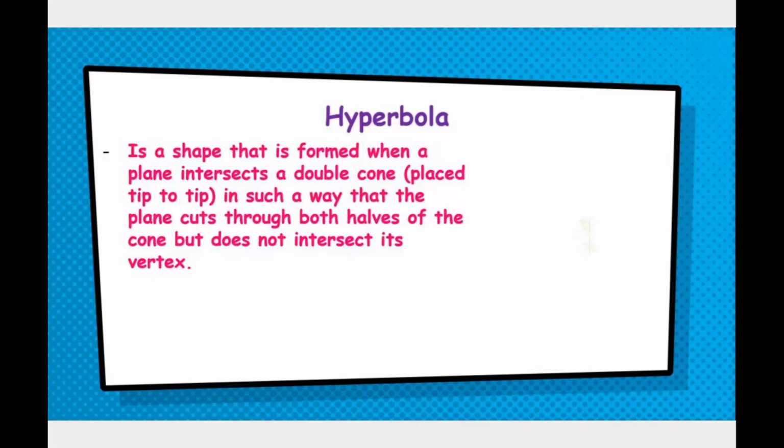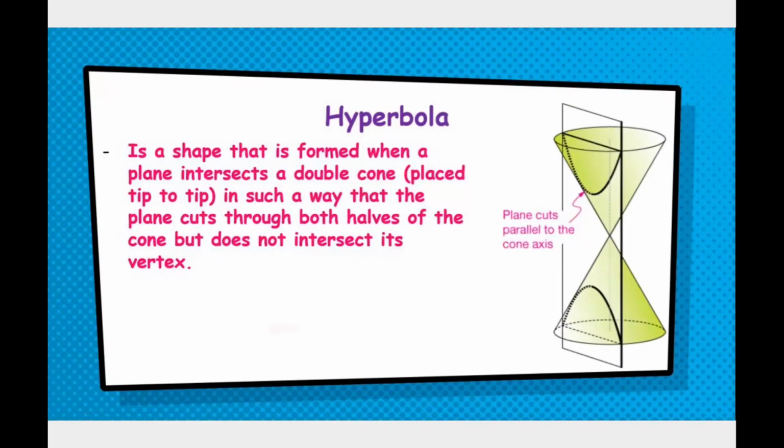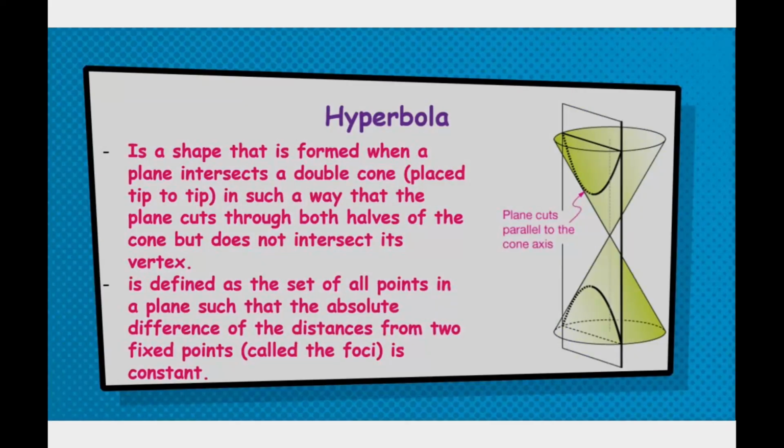I think I have a picture of it like this, in such a way that the plane cuts through both halves of the cone but does not intersect its vertex. So we can see the shape that it would make on that cone if we cut that. It's defined as the set of all points in a plane such that the absolute difference of the distances from two fixed points, called the foci, is constant.